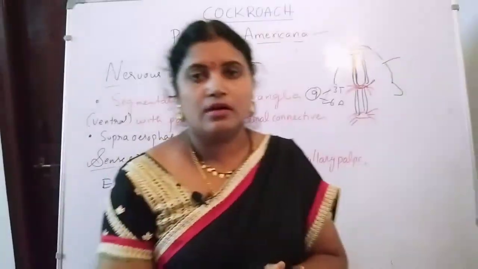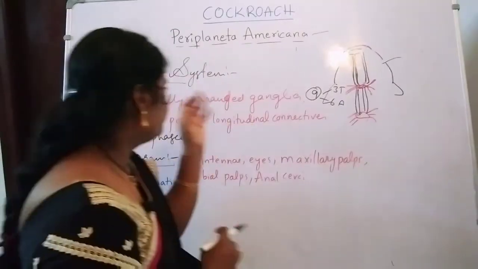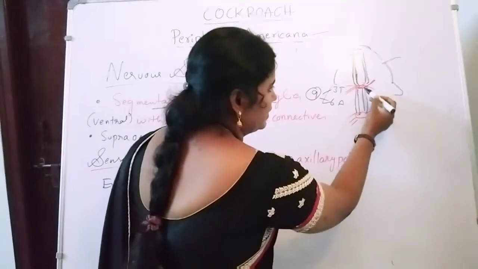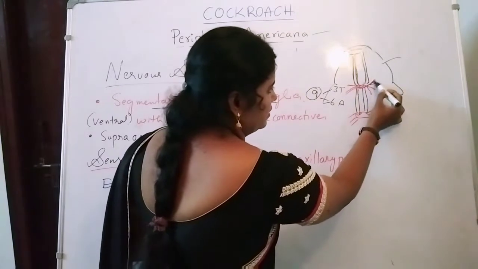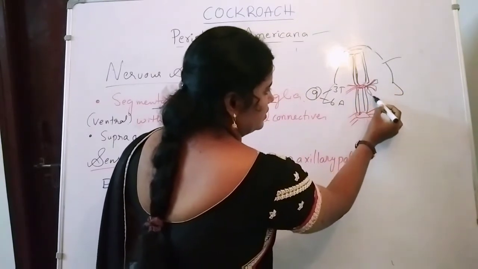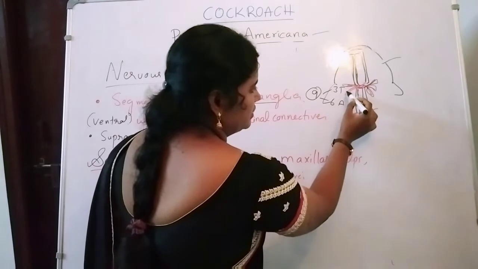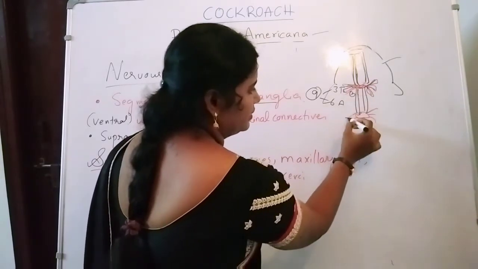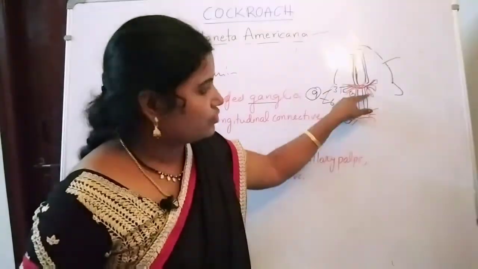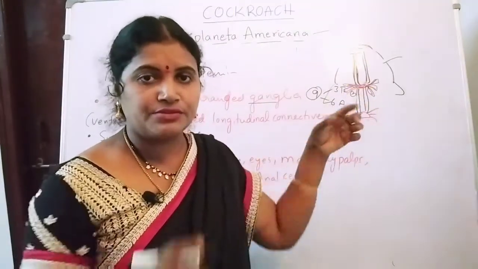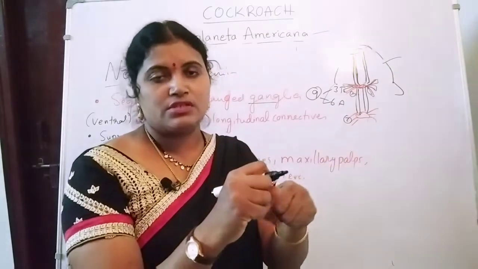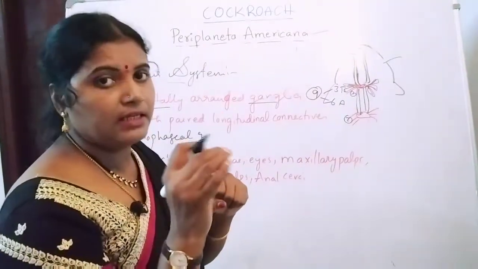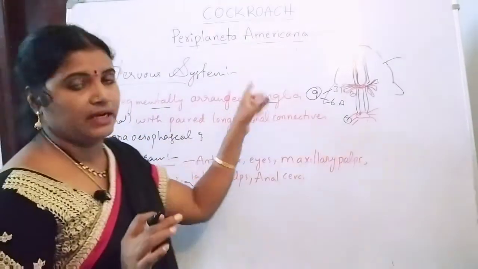In this tubular nerve cord, segmentally arranged ganglia are present. See, these are the ganglionic structures. One ganglion is connected with another ganglion by longitudinal connectives. Longitudinal connectives are connecting the ganglionic structures. Each segment contains a ganglion. That's why they are serially arranged, segmentally arranged ganglia.